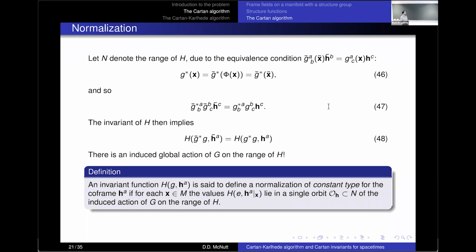So an invariant function, H, that is a function of the group element that I'm putting in and the frame, and its derivatives, I should say, is said to define a normalization of constant type for the coframe if for each point in the manifold, the values of the identity element and the frame put into H lie in a single orbit that is a subset of the range of H, and a single orbit of the induced action of G on the range of H. So we get like one orbit, and that's really nice. One orbit is wonderful.